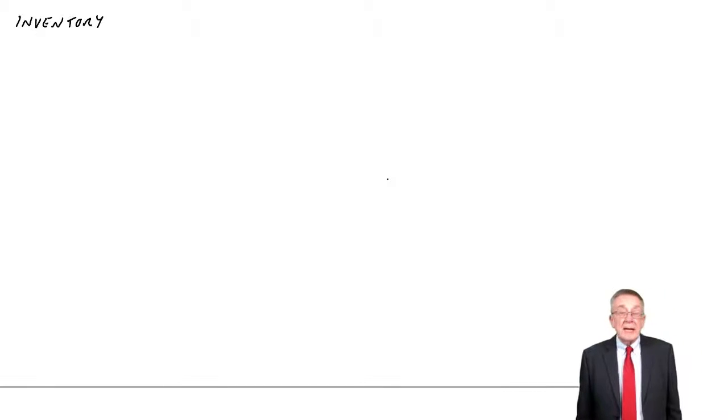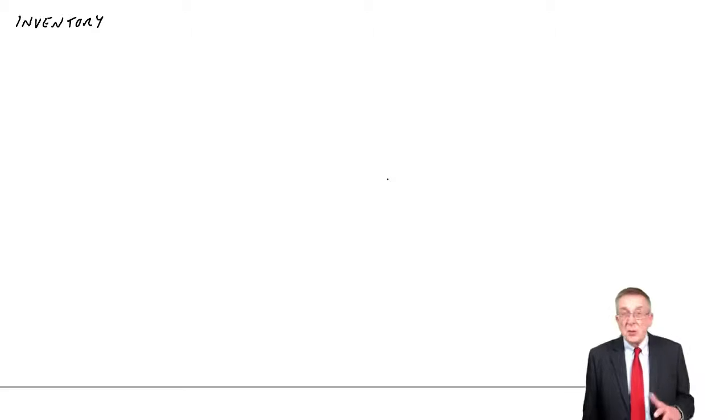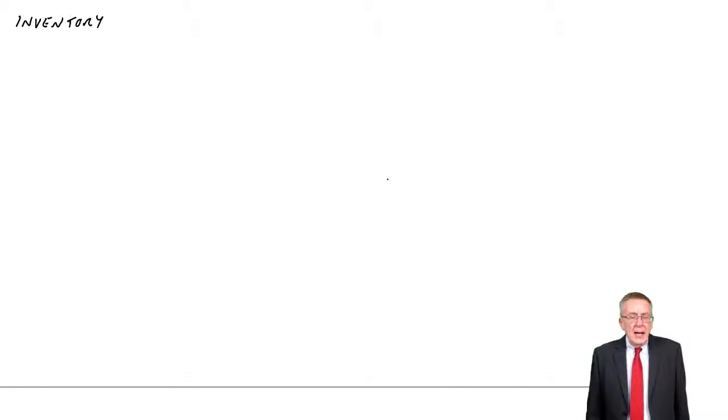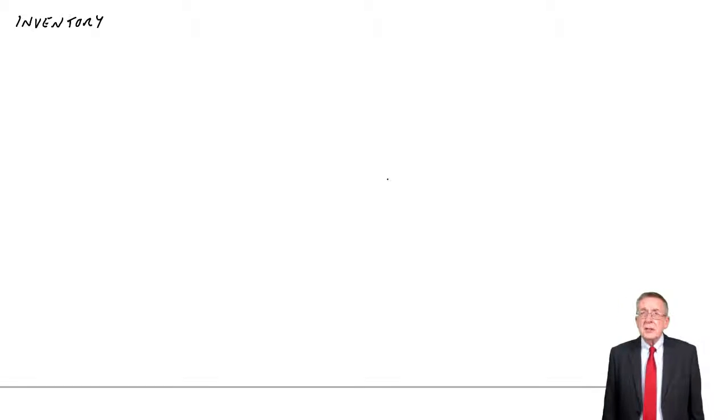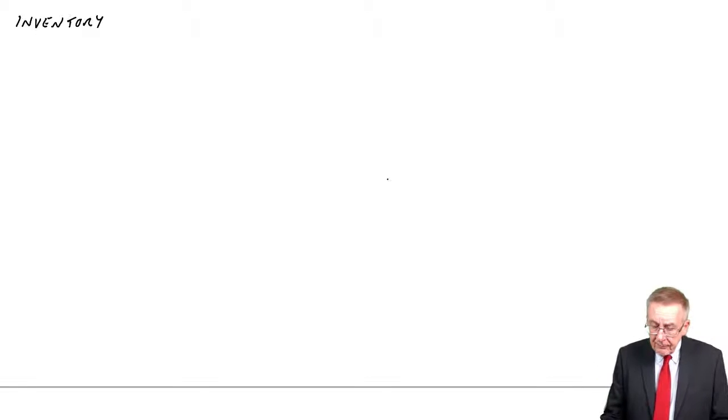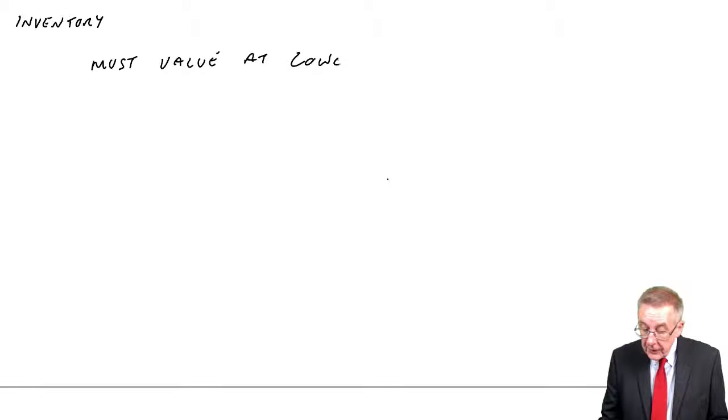And the rules are in accounting standard number 2. You don't need the numbers of these rules. But there are 2 important rules, and the first rule, which I'll deal with in this lecture, is that we must value inventory at the lower of 2 things: the cost and what we call the net realizable value.